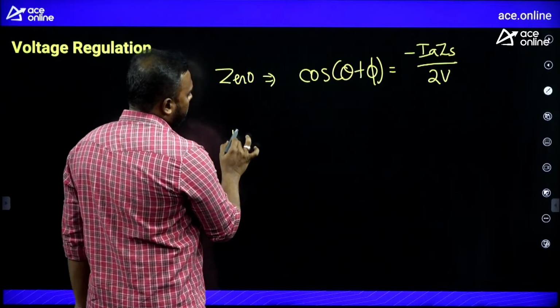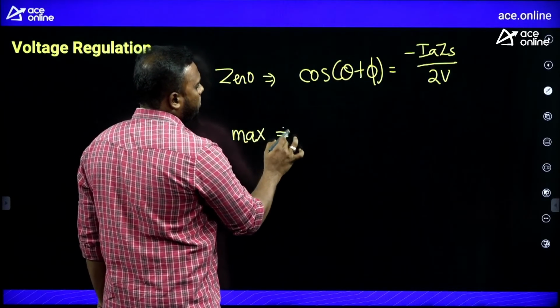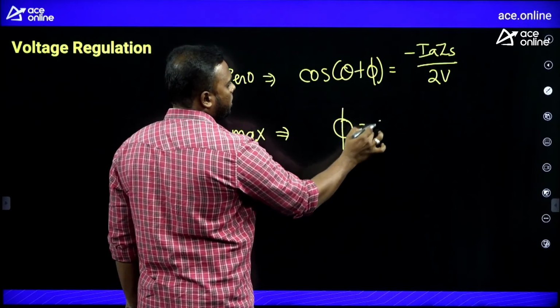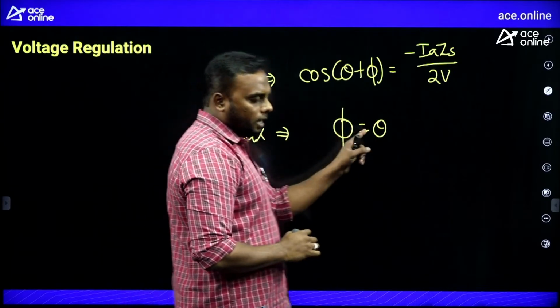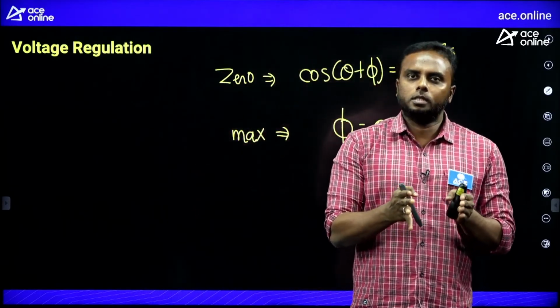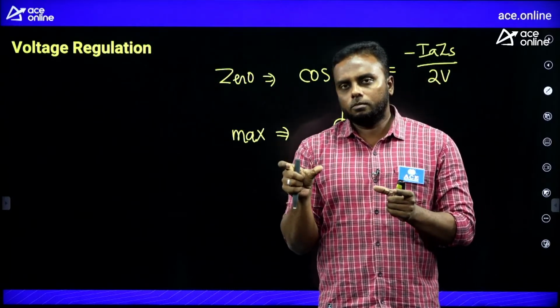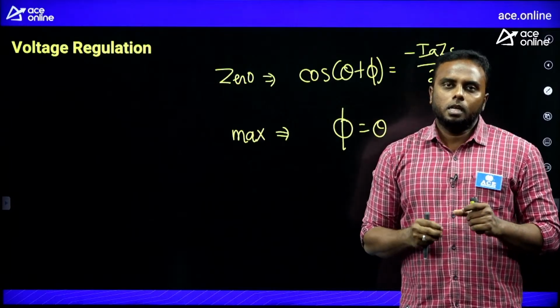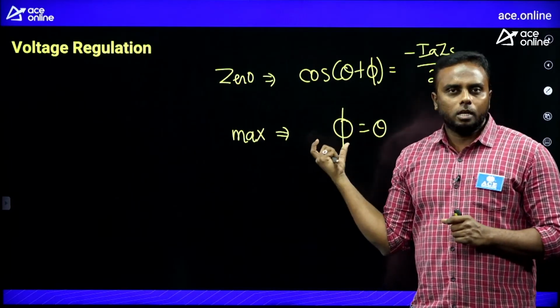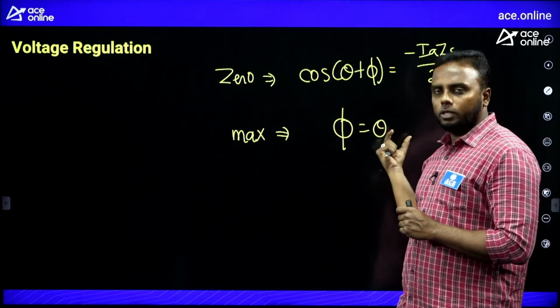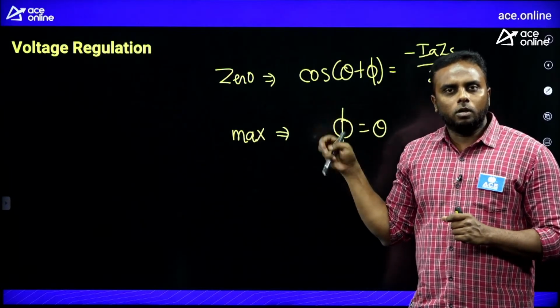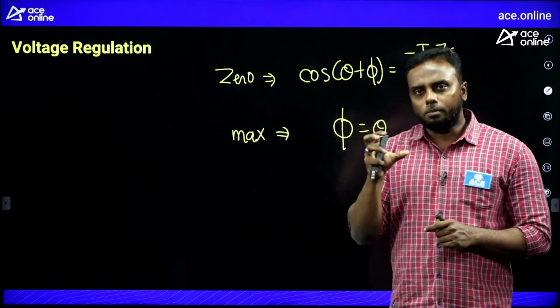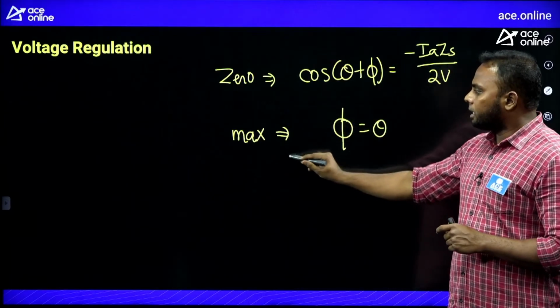And for maximum regulation, what is the condition? The load power factor angle must be equal to the impedance angle. How does this impedance angle come? We have synchronous impedance Zs, Ra plus jXs. What is the impedance angle? Tan inverse of Xs by Ra gives the impedance angle. So equate the power factor angle with this impedance angle. Whatever angle you got, apply cos to that, then you get the power factor where we get maximum regulation.